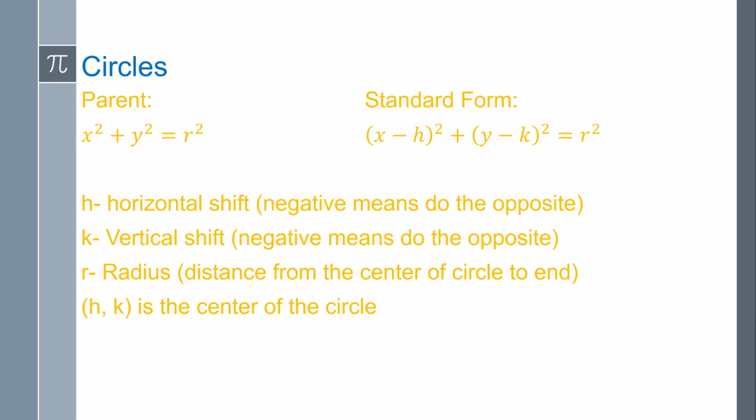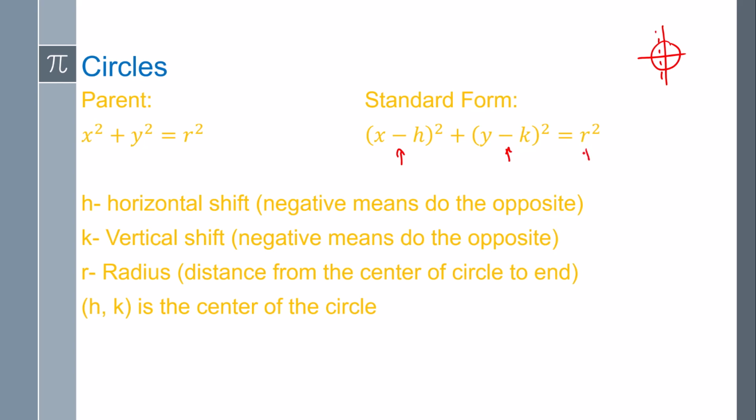Now, this is what we call the standard form of a circle. It's not a function, right? If we think of a circle, it's going to fail the vertical line test. But there's a few parameters of the circle that we need to know. The first is the horizontal and vertical shift. Notice in the formula, both the horizontal and the vertical have a minus in the formula, which means for both the horizontal and the vertical, you do the opposite.